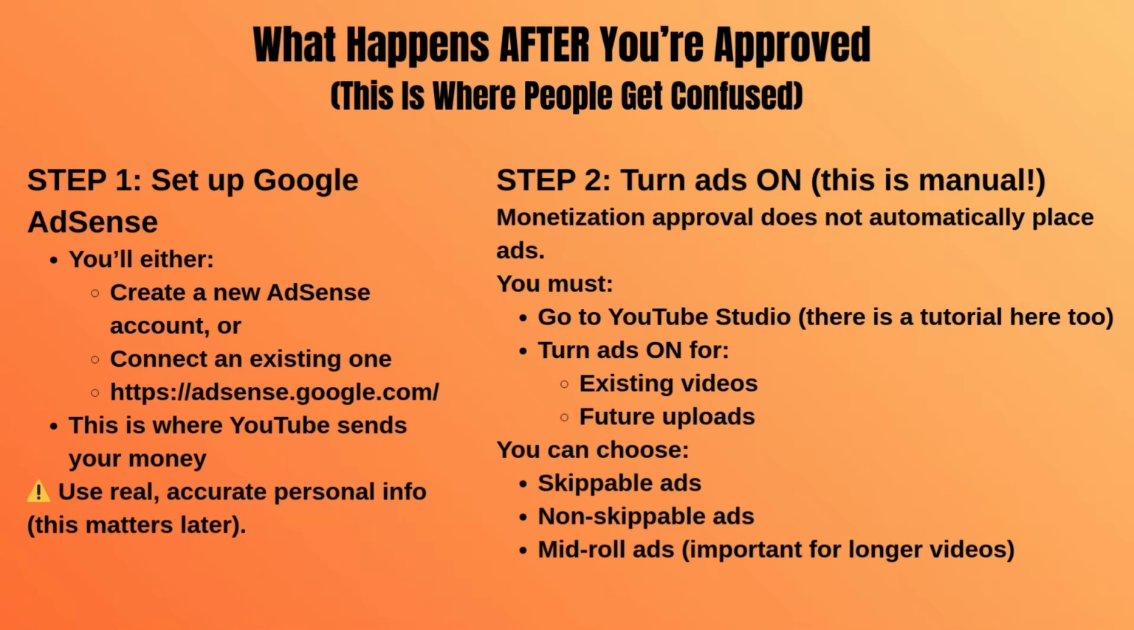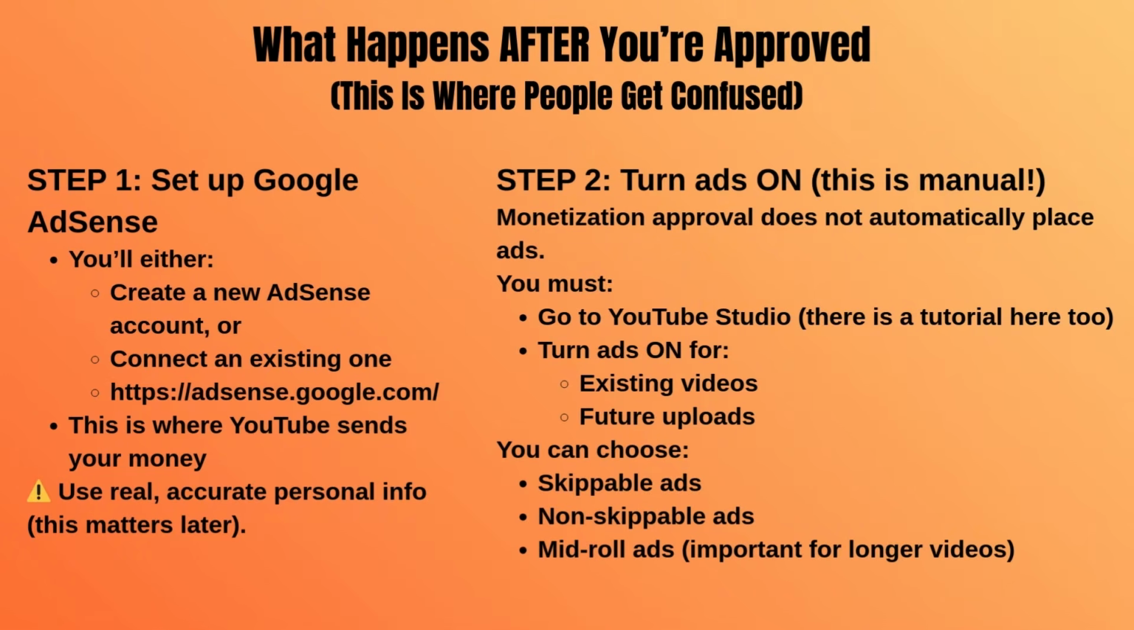The next step is you need to turn your ads on. And this is actually a manual process. You're going to basically just click a button that says, yes, I want the ads on. Just because you've been approved for monetization does not automatically mean that they're going to place ads for you. You have to click a certain button that says, yes, you want to turn the ads on for the videos that you already have and for future videos that are going to be uploaded onto your channel.